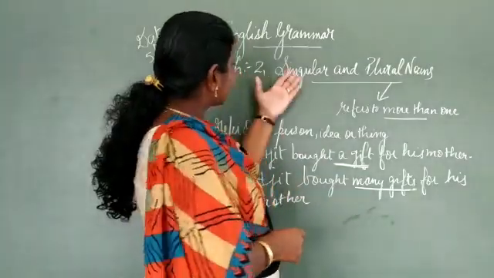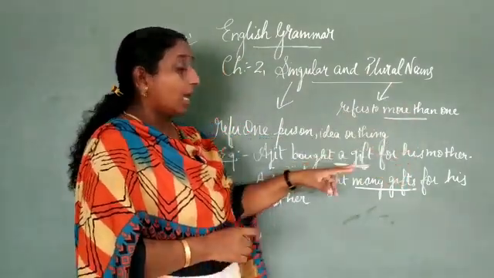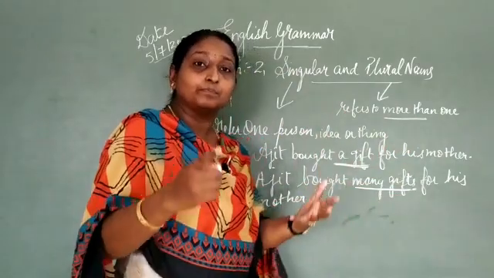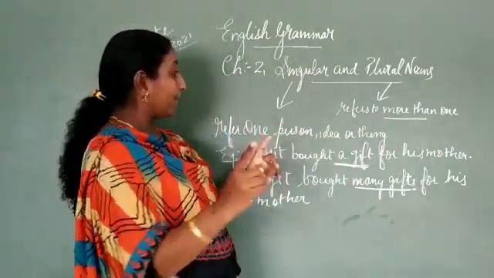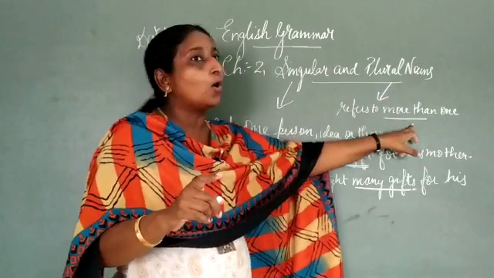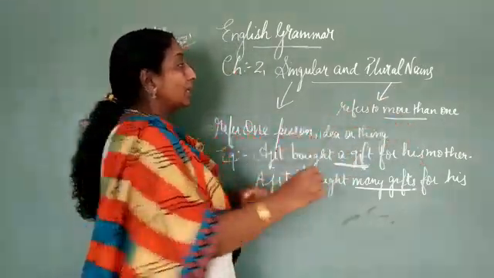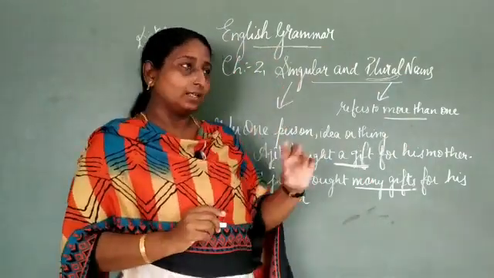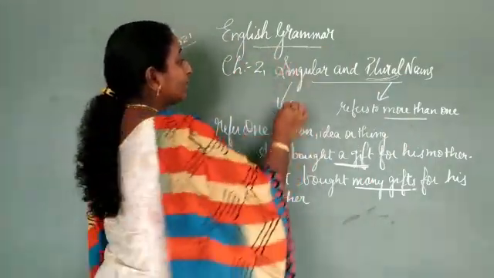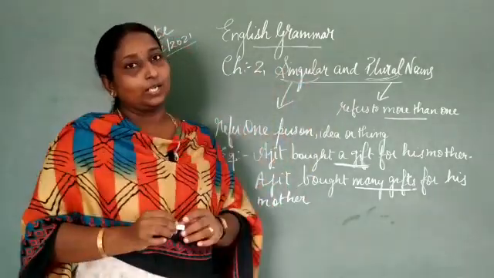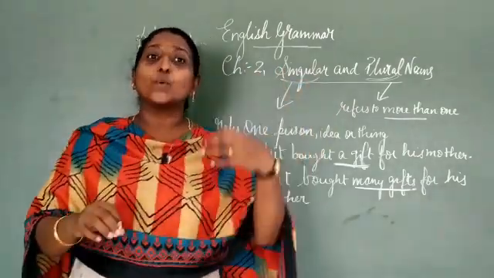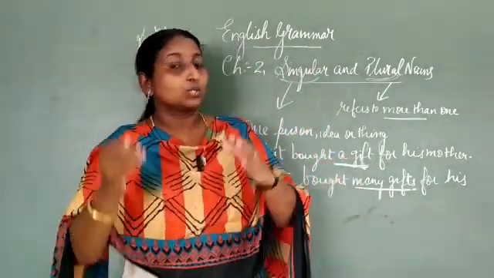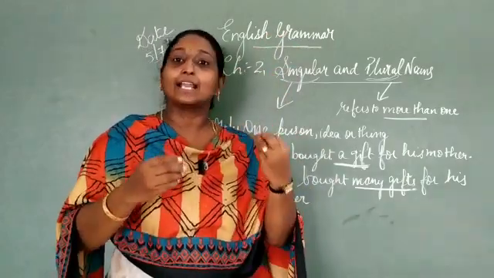So understood children what is a singular noun and what is a plural noun? I will be repeating it once again. Singular noun refers to one person, idea, thing. Okay, one. And plural noun refers to more than one. Okay, that comes under the plural noun. And if it refers to one person or idea or a thing, it always comes under the singular noun. Now, there are different ways to make a singular noun into the plural noun. So, I will be telling you how it can be formed.